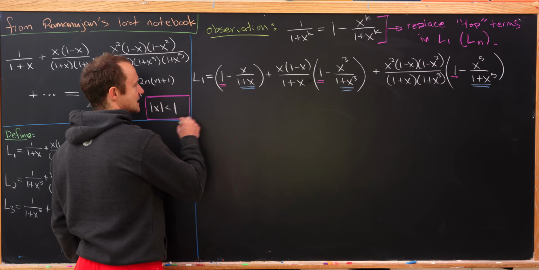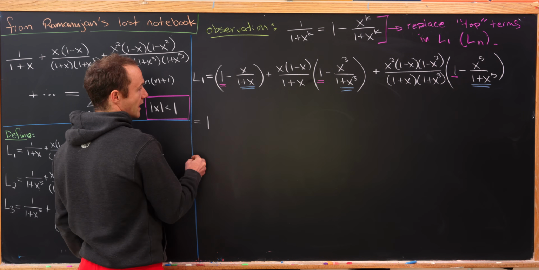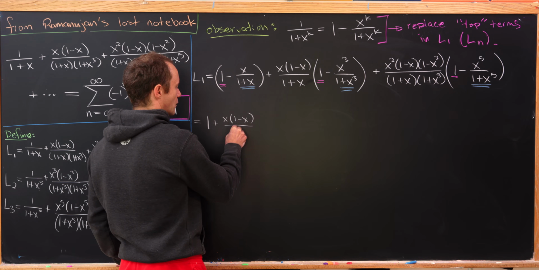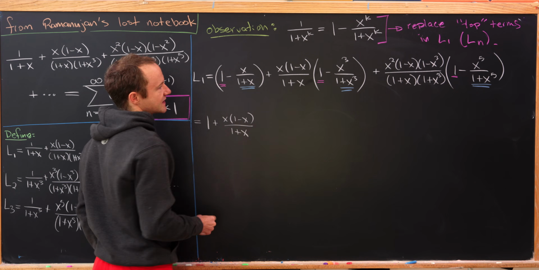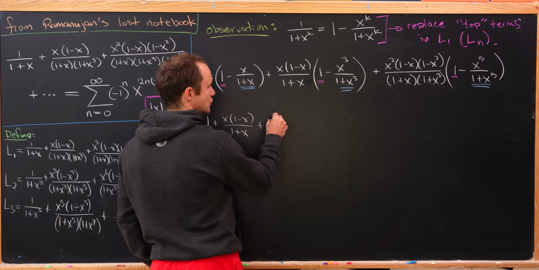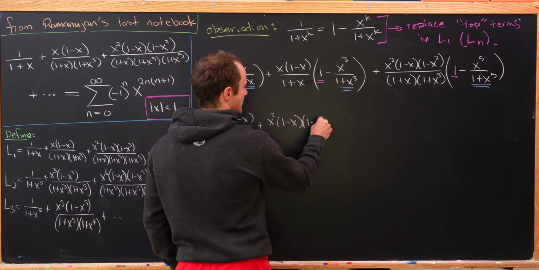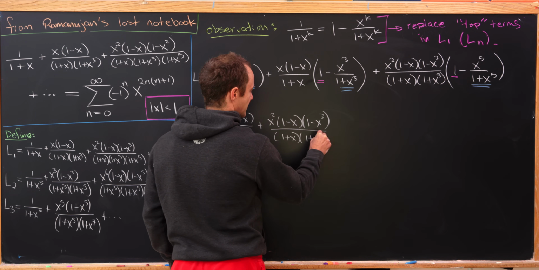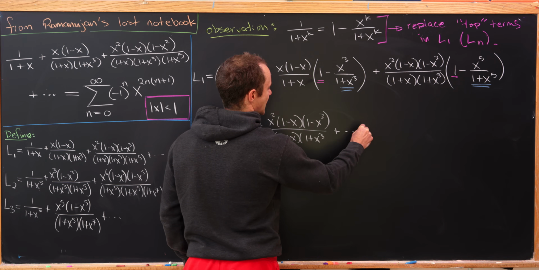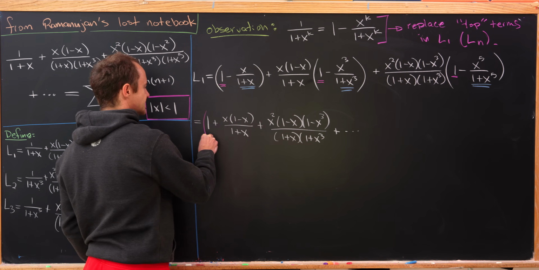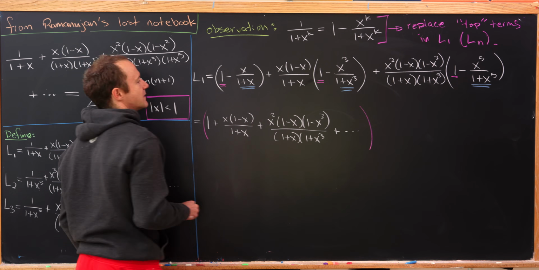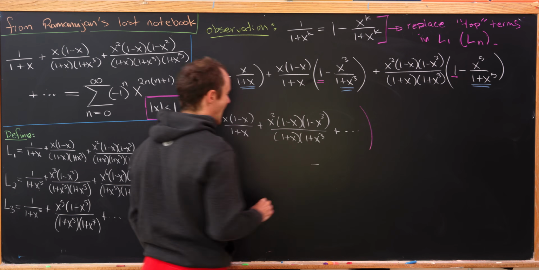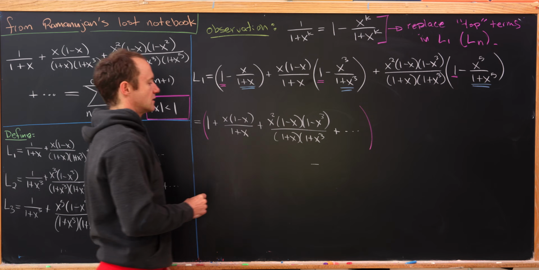So let's see what that's going to leave us with. We'll have a 1, and then plus x times 1 minus x over 1 plus x. That's from the second term. And then plus x squared, 1 minus x cubed over 1 plus x times 1 plus x cubed, and then plus dot, dot, dot. And then maybe I'll put some magenta parentheses around this just to show that it's coming from the magenta underline. And then from that, we need to subtract what's going on with the blue underline.